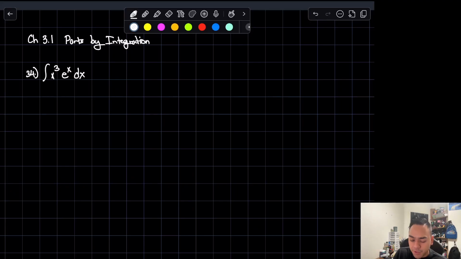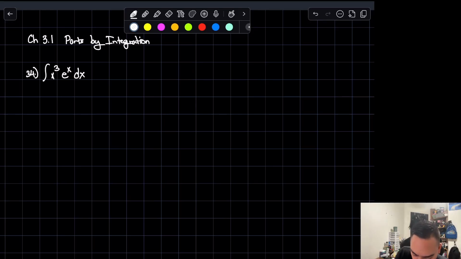And the first project that we have is Chapter 3.1, Integration by Parts. So we're going to start with the very basics of how to do everything. And we have this problem. All the problems that I'm sourcing are from OpenStax, Calculus Volume 2.